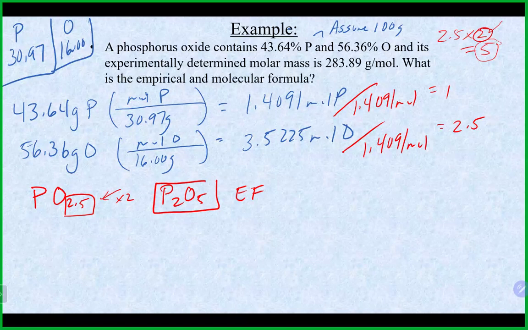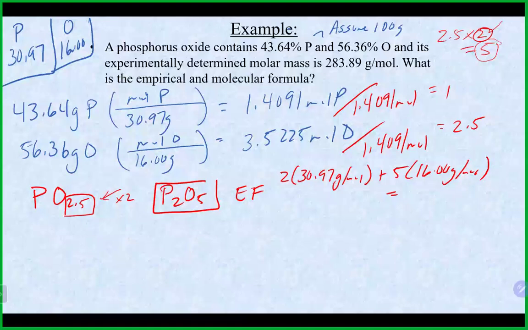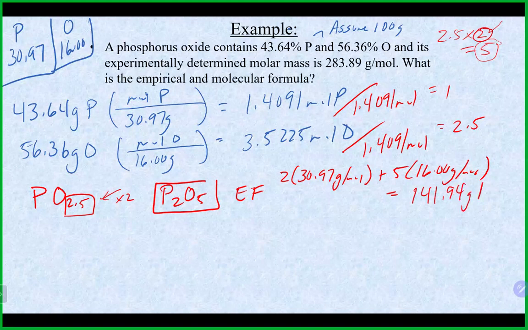So we got one of the things that we need to get to the molecular formula. Now, while we have it, we might as well just get the molar mass of it. So to get the molar mass of our empirical formula, 2 times 30.97 grams per mole for the phosphorus, plus 5 times 16 for our oxygens. And that's going to give us a molar mass of our empirical formula of about 141.94 grams per mole. That's the second thing that we need.